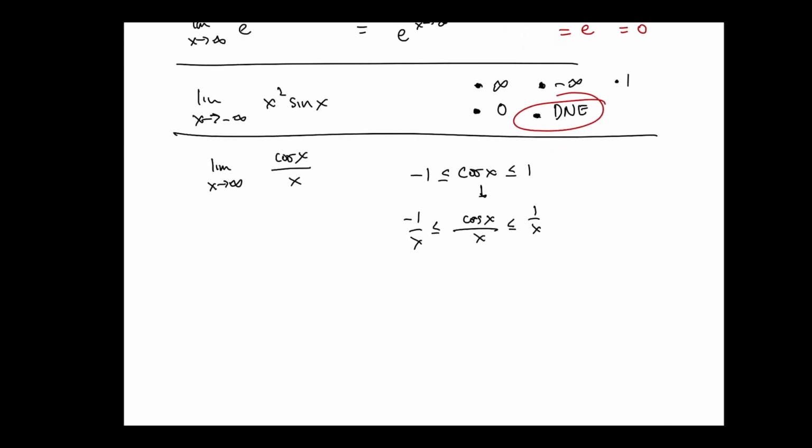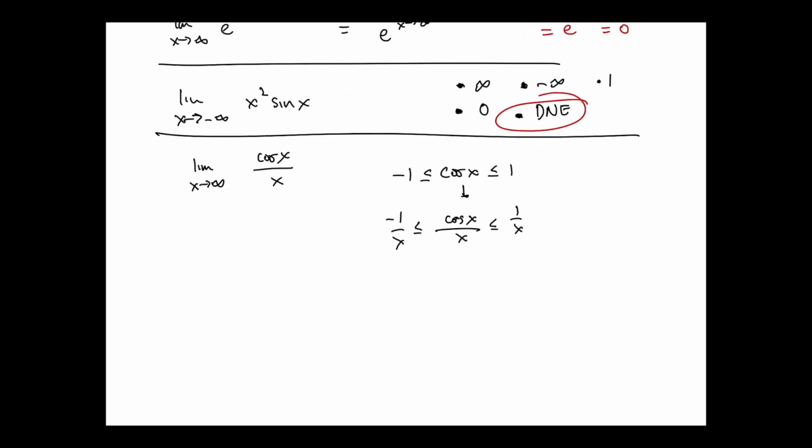Okay, so now that I've got that inequality, is it the case that the limit as x goes to infinity of 1 over x is the same as that? Are those two limits the same thing? So what are both of these limits? They're both 0, right? We're dividing by giant quantities. So do we have everything then to apply the squeeze theorem?